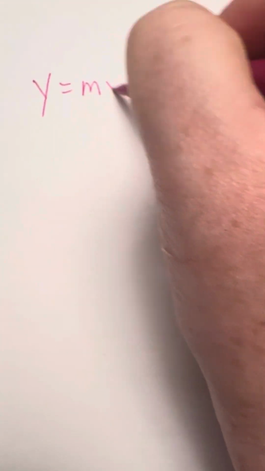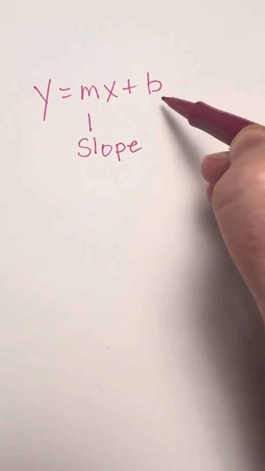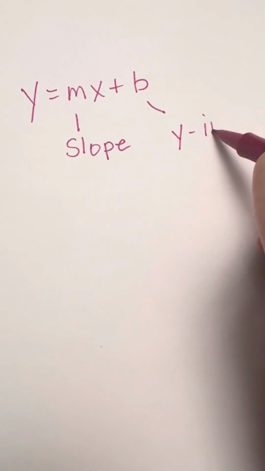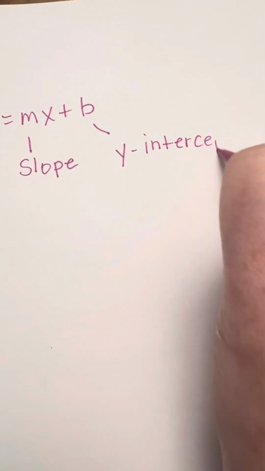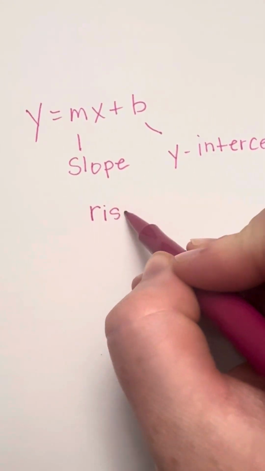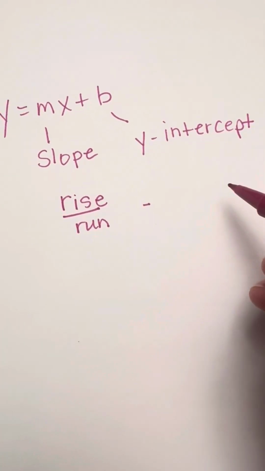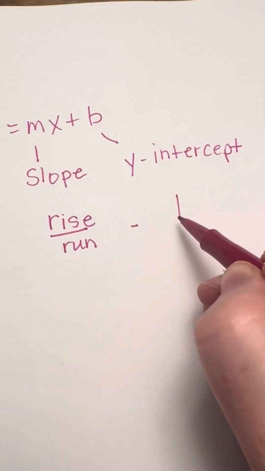So today we're going to talk about slope-intercept form. And I know you probably know the equation for slope-intercept form. It's y equals mx plus b, where m is the slope of our line and b is the y-intercept. So slope, remember, is just rise over run. And the y-intercept is where our line crosses the y-axis on our graph.